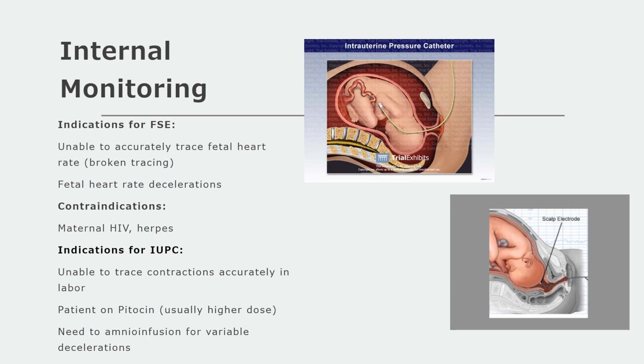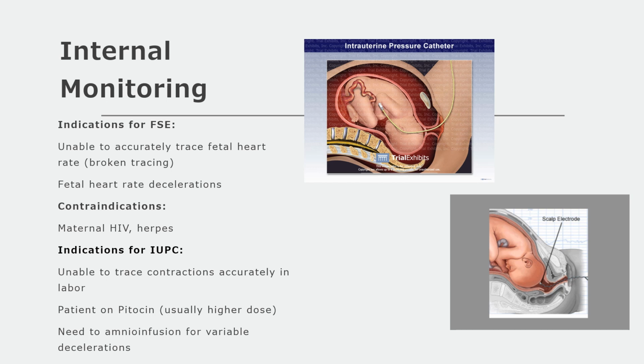Okay, so here's some indications. Okay, for the fetal scalp electrode, we're unable to accurately trace the fetal heart rate. And a lot of times if the mom's in a lot of pain, discomfort, she's a little heavier set, it can be difficult to monitor the baby. And so we'll get like this broken tracing where we can't really see what's going on. Okay, and sometimes we may hear decelerations. And so these are cases where we really need to get that monitor on. We need to see what's going on.